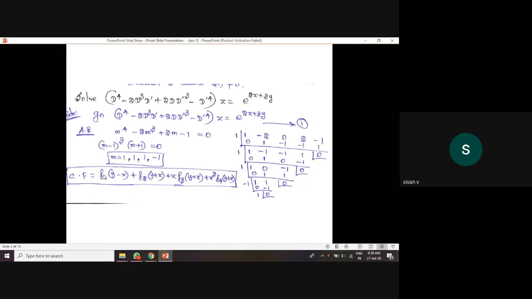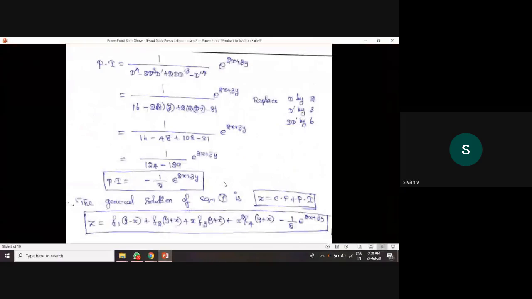So f1 of y minus mx, that is y plus x, for the root; f2 of y plus x for the second root. Next, for equal roots, multiply by x: x into f3 of y plus x, and raising further, x square of f4 of y plus x. This is the complementary function.